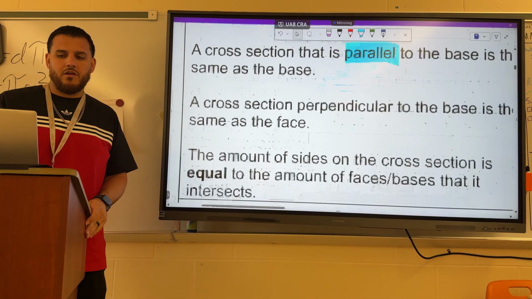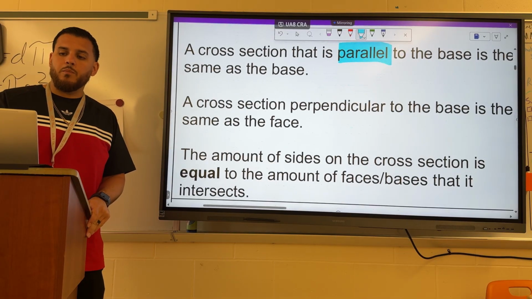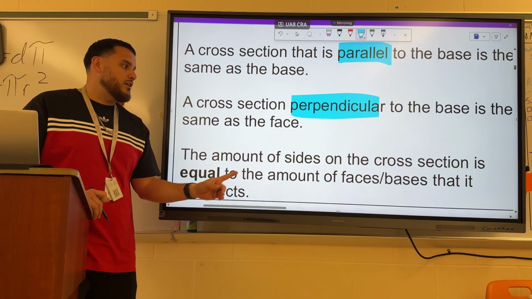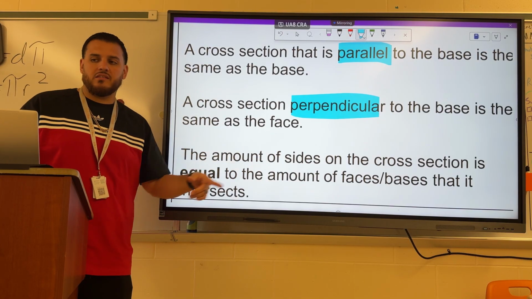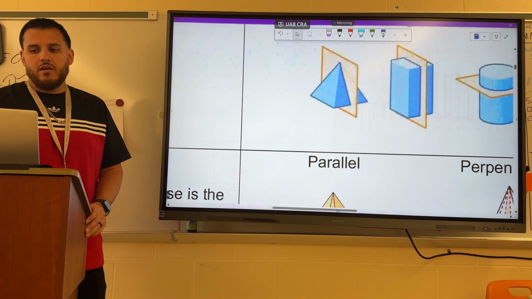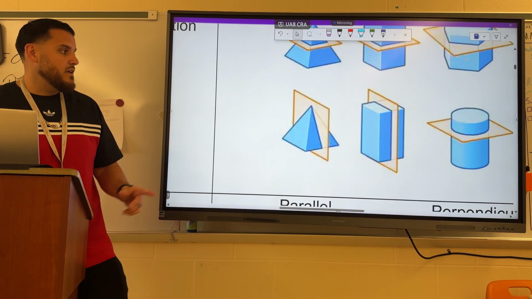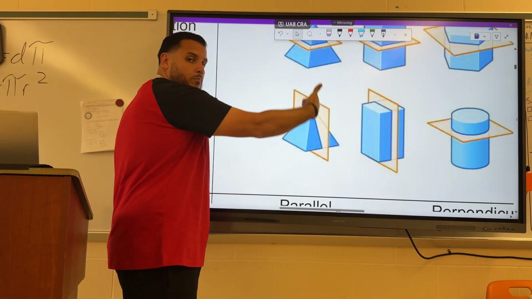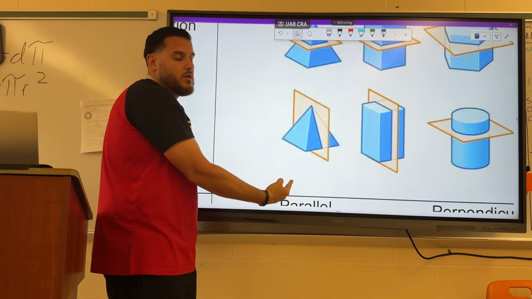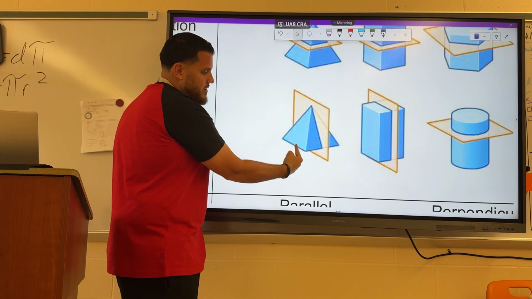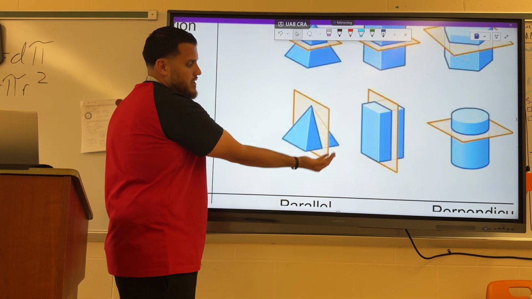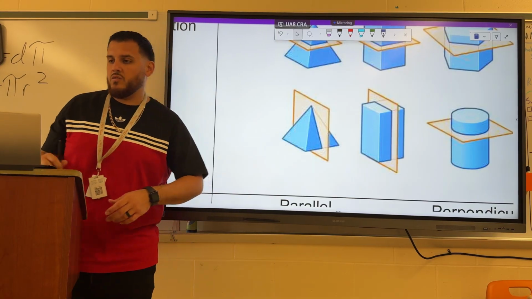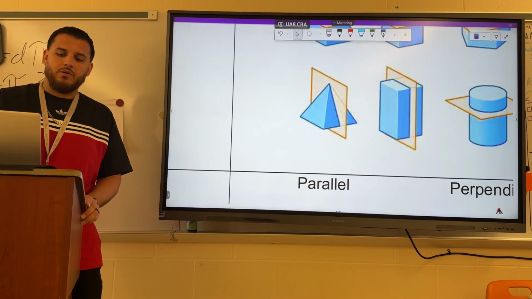Another general rule of thumb, if your cross section is perpendicular, or you can think of that as vertical through the base, then it'll be the same shape as a face of that figure. Okay, so again, as we're looking at this pyramid here, we have a cross section now that's vertical or perpendicular to the bottom. So the shape here is actually going to be the same shape as the face of this and not the base, the face being a triangle. That cross section would be a triangle there for that pyramid.